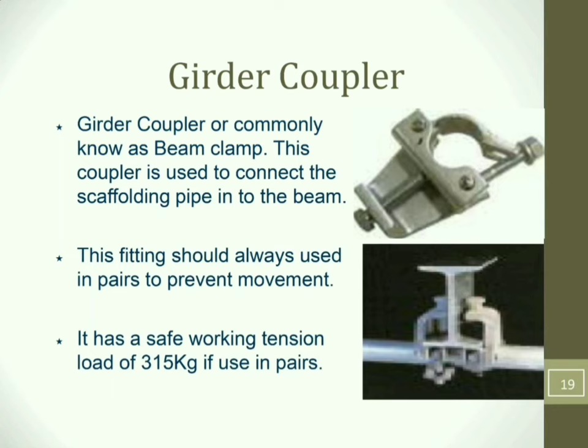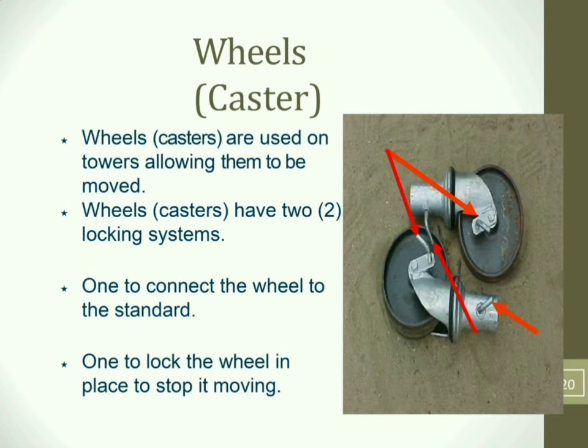And the next, wheels, technically called casters. Casters are used on towers, allowing them to be moved. And casters have two locking systems, one to connect the wheel to the standard and one to lock the wheel in place to stop it moving. See the picture, the arrow marks clearly show two different types of connections.